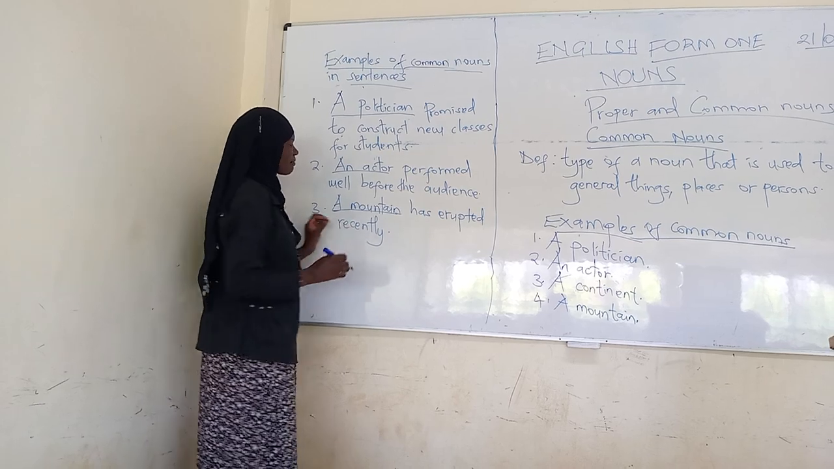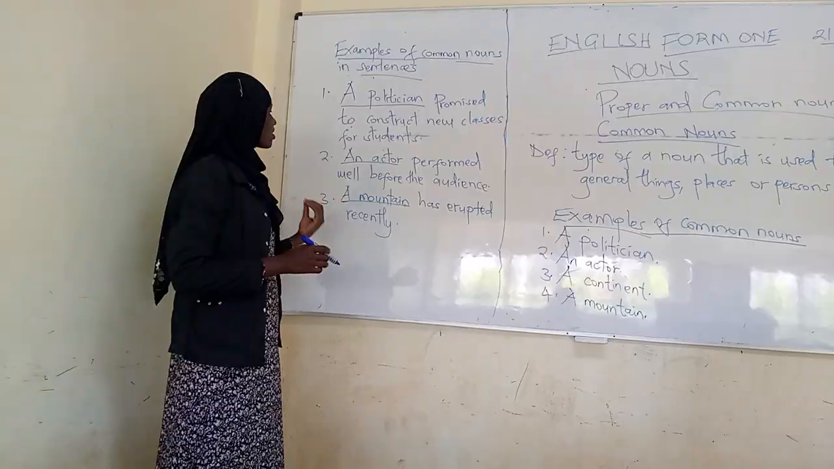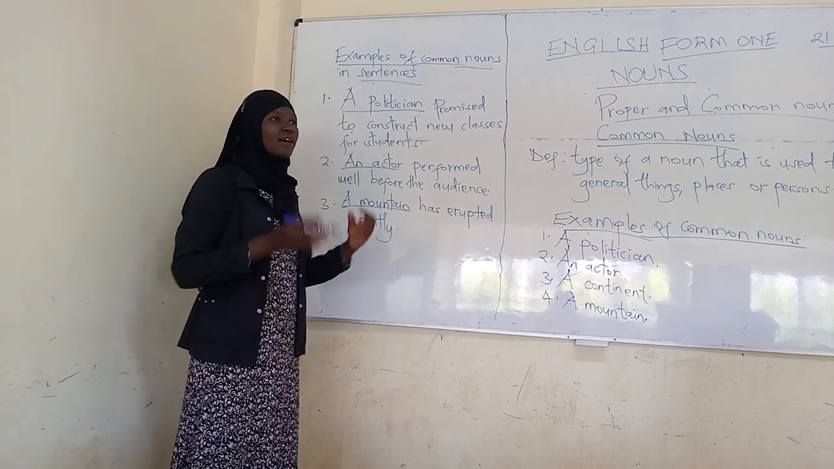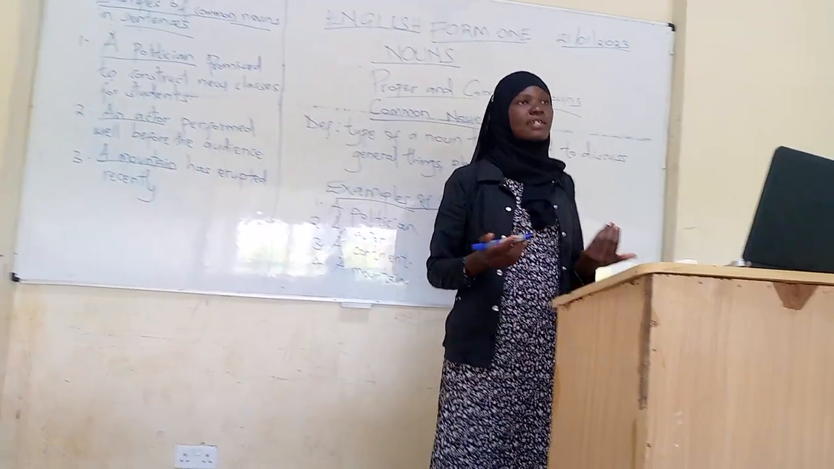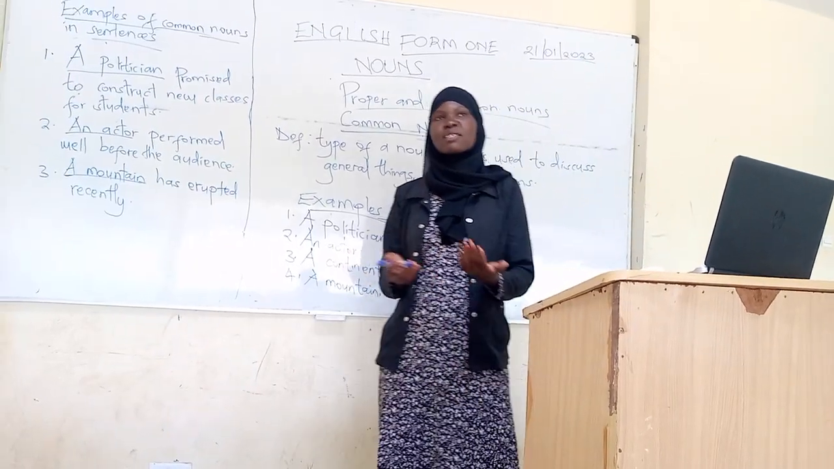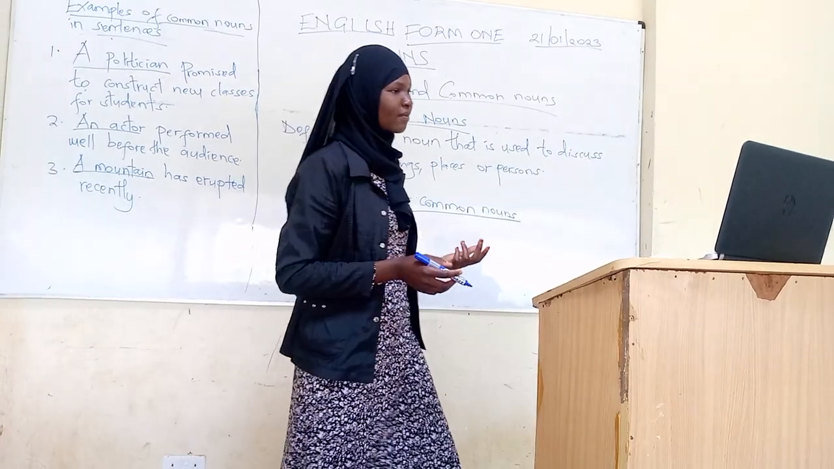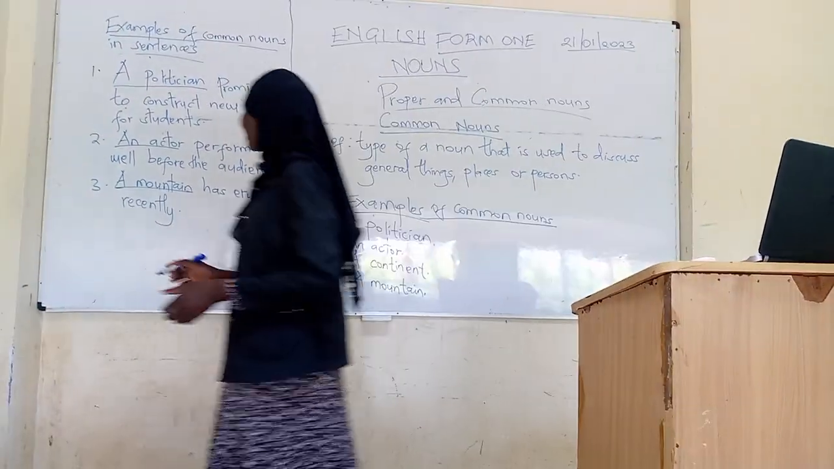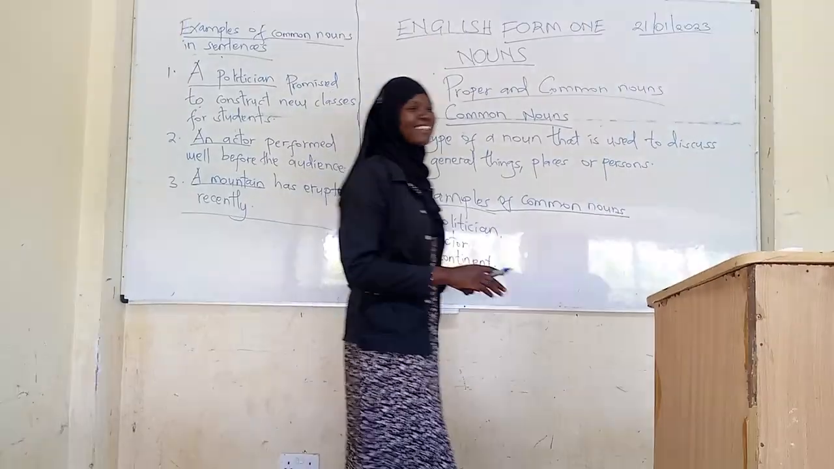Next, we see that a mountain has erupted recently. Here, it is more general also. We don't know among all the types of mountains which mountain exactly erupted recently. Is it Mount Kenya, Mount Elgon, or Mount Longonot? So, class, this marks the end of our lesson today.